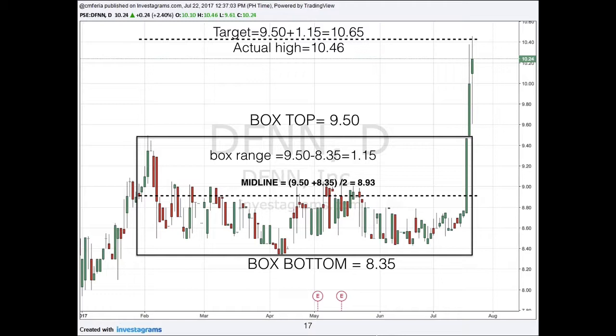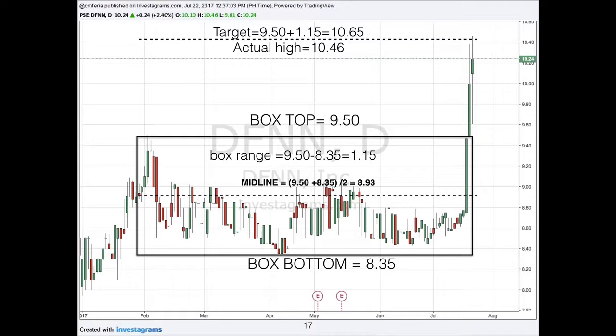Here is an example of how to compute the midline. First, we draw the box. The box top was at 950. The box bottom is at 835. The midline is computed as 950 plus 835 divided by 2 equals 893. So DFNN was bullish above this area, or it's still bullish above the midline of 893. Early speculators could buy when the price crossed above the midline with a cut loss below 893. Breakout traders would buy on the break above the box at 950.